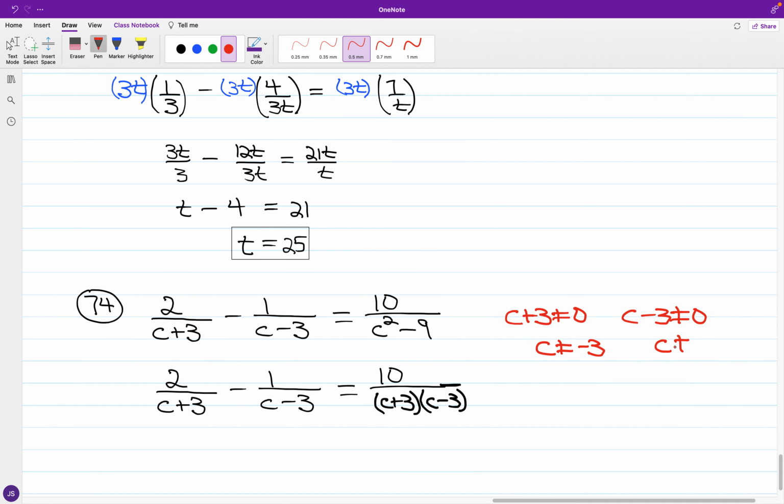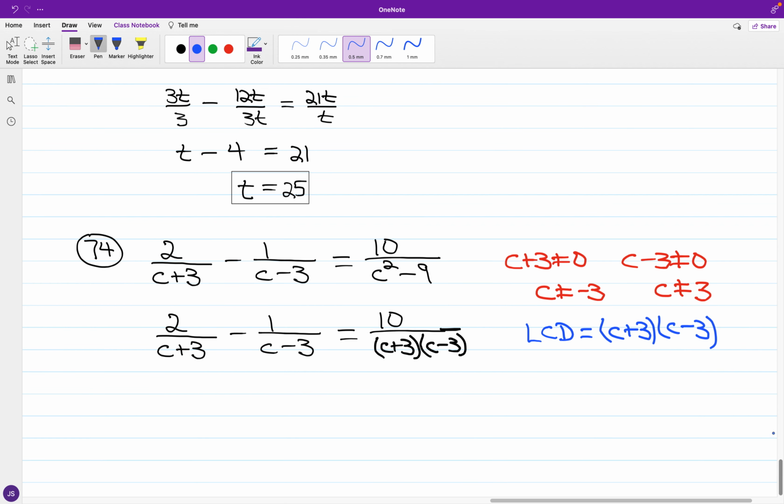So c plus 3 cannot be 0, so c cannot be negative 3. And if c minus 3 cannot be 0, c cannot be equal to 3 either. And if you notice, we have the least common denominator, which originated from c squared minus 9, so you've got c plus 3, c minus 3. The least common denominator is the product of c plus 3 and c minus 3. And again, we can solve for c, and so we can eliminate the presence of the denominators.